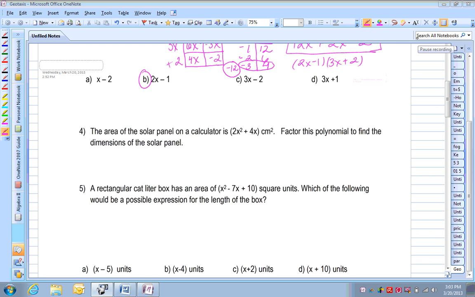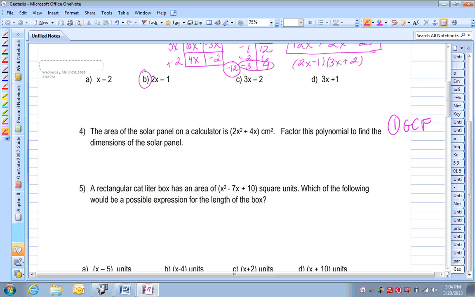Okay. Number 4 says the area of a solar panel on a calculator is 2x squared plus 4x centimeters squared, and they want us to factor the polynomial to find the dimensions. Well, let's remember our options for factoring. The first thing we always do is look for the GCF. In this case, 2 and 4 are both divisible by 2, so we pull out a 2, and they also both have an x, so I'm going to pull out an x. And then what's left over on the inside is x plus 2.